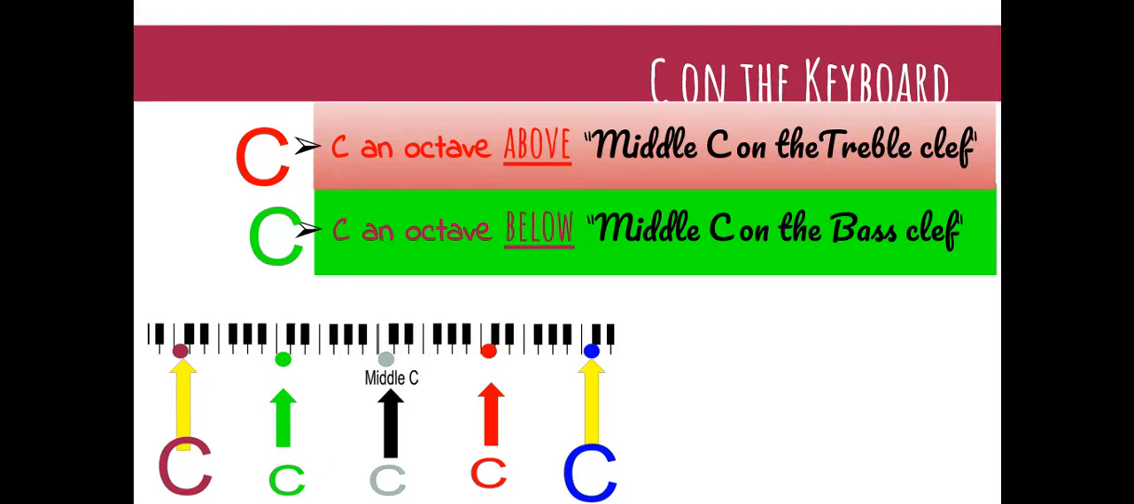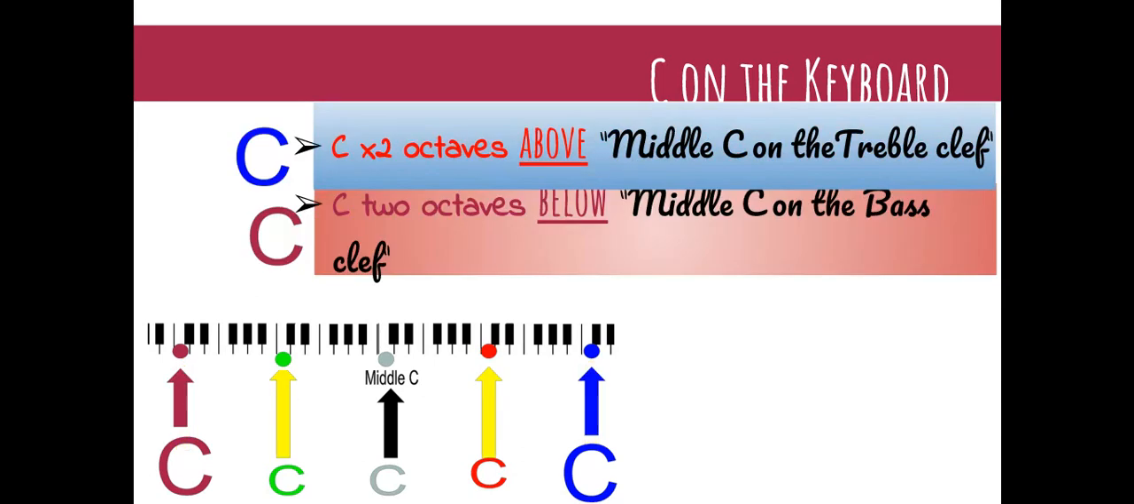So the note which I've drawn in red is a C which is just one octave above middle C, whereas the note I've got in blue is two octaves above middle C. And then the green note is one octave below middle C on the bass clef, and the purple note is going to be two octaves below middle C on the bass clef.